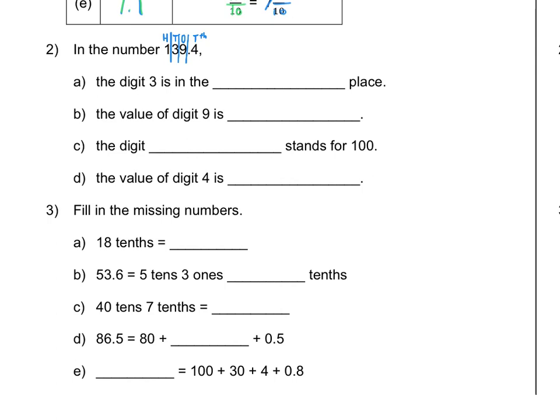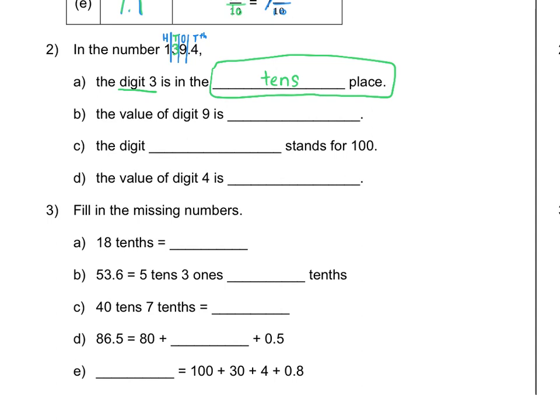Okay, let's take a look at part A. The digit 3 is in the what place? What place value is the digit 3? We focus on the digit 3. It is in the tens place. So digit 3 is in the tens place. That's the answer for part A, tens.